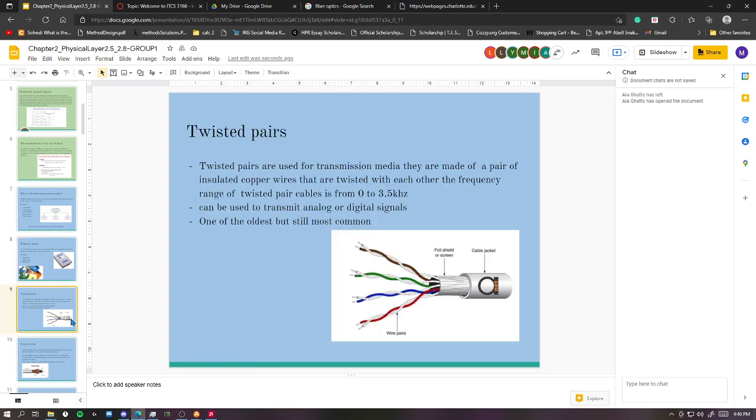Twisted pair cables, what are they? These are also used for transmission media, as I said before on my first slide. They're made up of a pair of insulated copper wires which are twisted with each other. As you can see here, these are the copper wires that are twisted with each other. They have a frequency range of 0 to 3.5 kilohertz. They're usually used to transmit analog or digital signals. These are one of the oldest, but probably still one of the most common ways of using transmission media.